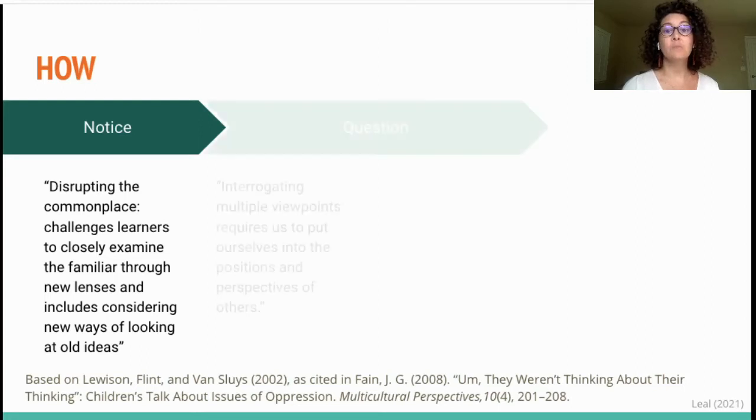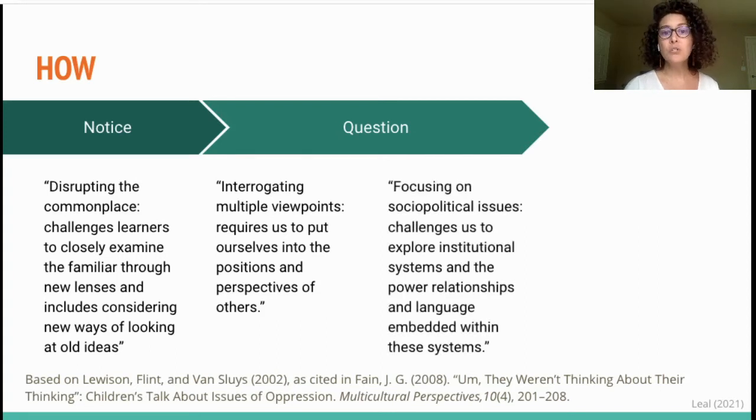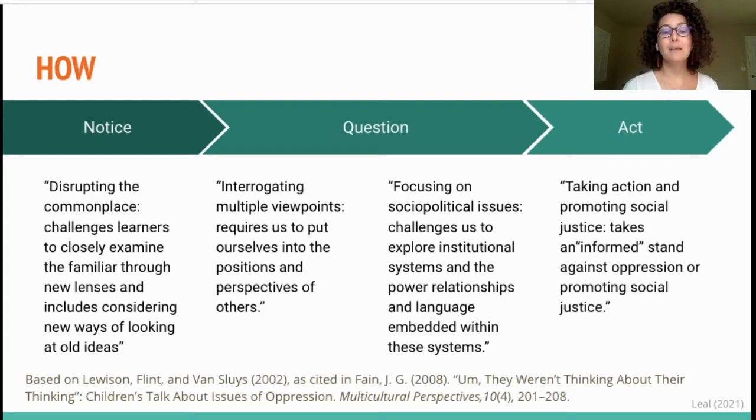We want to invite them to question. We want to interrogate multiple viewpoints, which requires us to put ourselves into the positions and perspectives of others, but also to focus and question social political issues, to challenge us to explore the institutional systems and the power relationships and the language embedded within these systems. And lastly, we want to encourage them to act, to take action and promote social justice. Take an informed stand against oppression, promoting social justice.